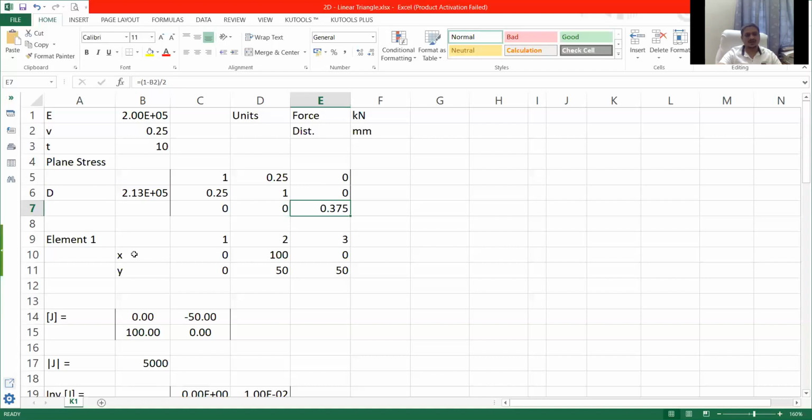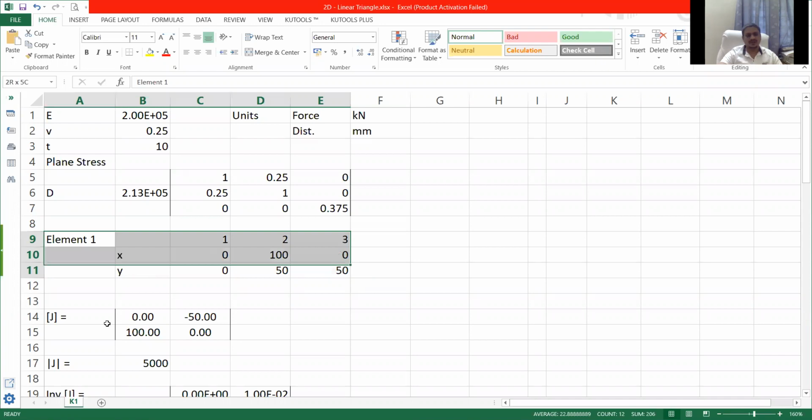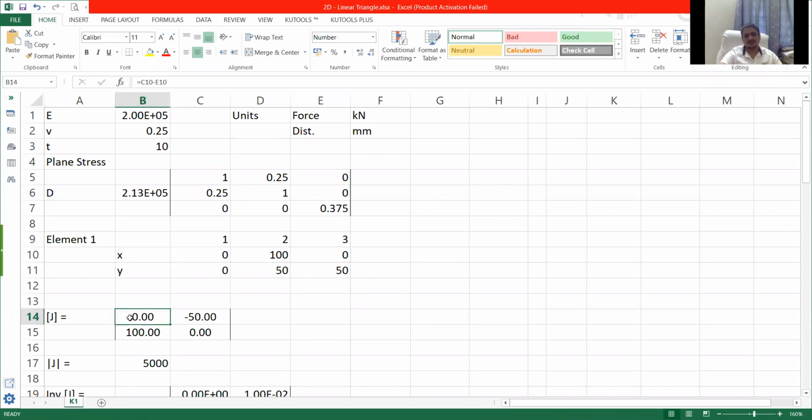Here I have chosen an element which looks like this. The first node has coordinates 0, 0. The second node has coordinates 100 and 50, and the third node has coordinates 0 and 50. With the help of this, we can directly get the Jacobian matrix, because, as we have just seen, it is just the difference of two values.